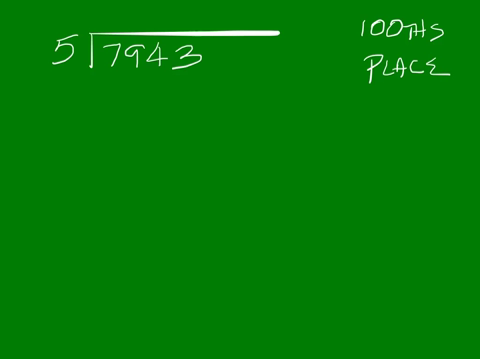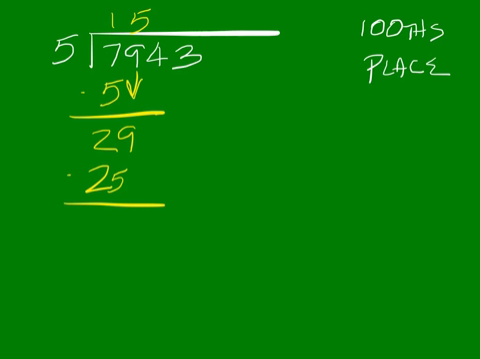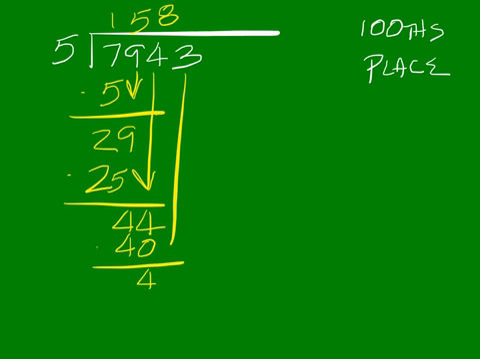On the practice problem, 5 will go into 7 once with 2 left over. Drop the 9. 5 into 29 5 times. You have 4 left over. Drop the 4. 5 into 44 8 times. And then drop the 3. 5 into 43 8 times.